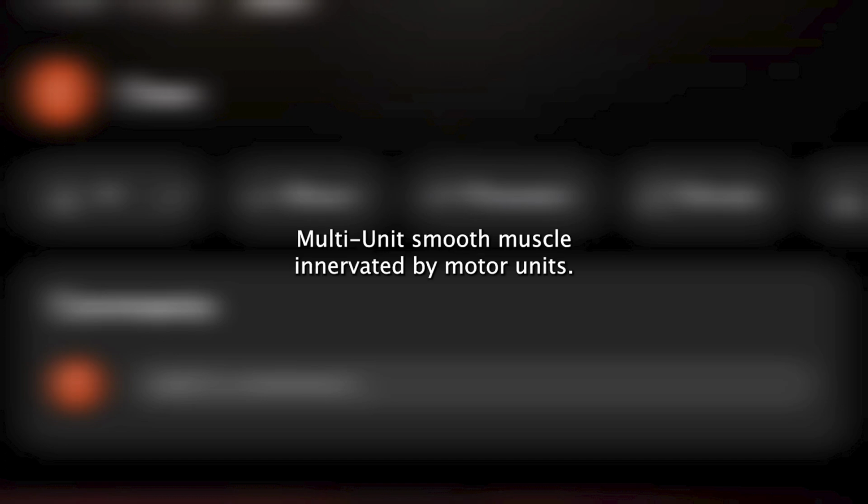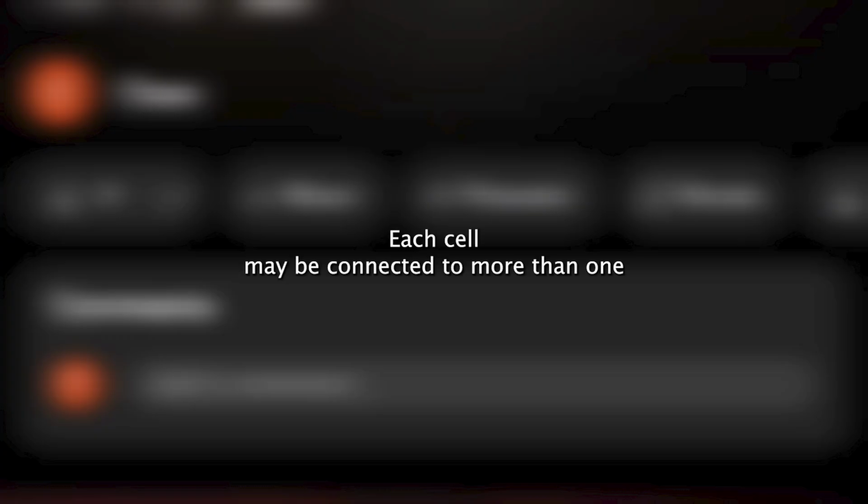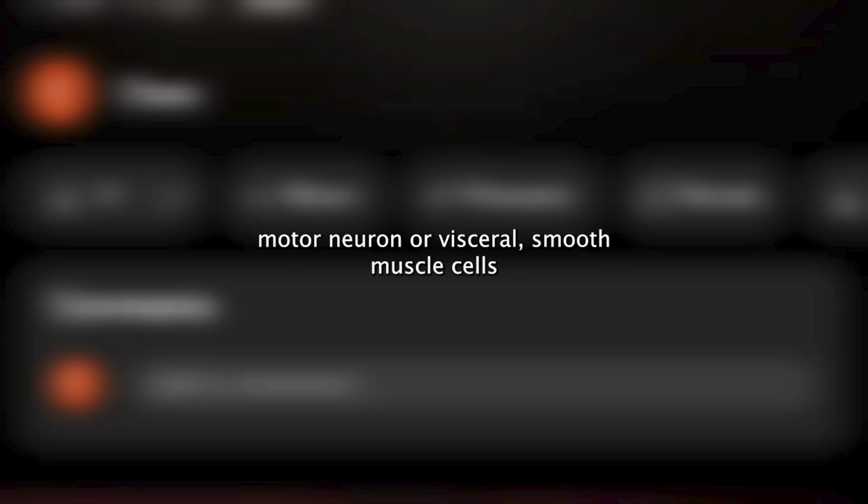Control of contractions. Multi-unit smooth muscle, innervated by motor units. Each cell may be connected to more than one motor neuron, or visceral smooth muscle cells that are not connected to motor neurons. They're arranged in sheets or layers. Rhythmic cycles of activity are controlled by pace setter cells.